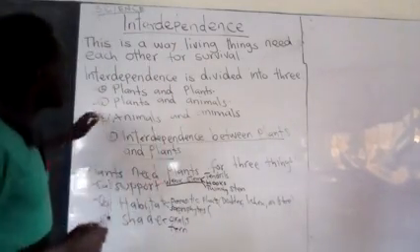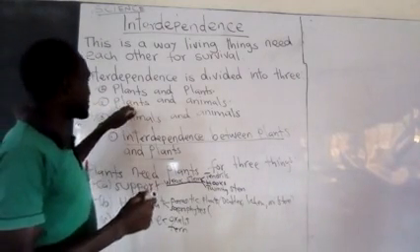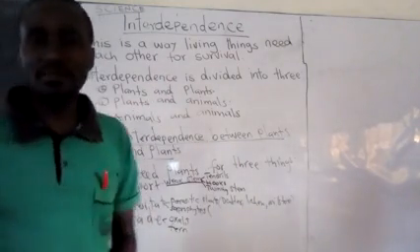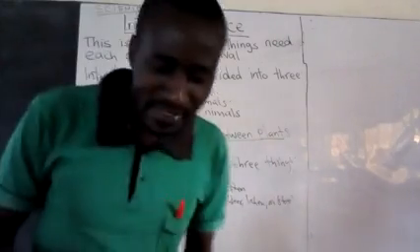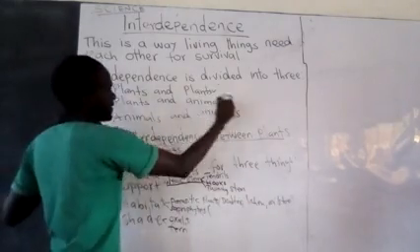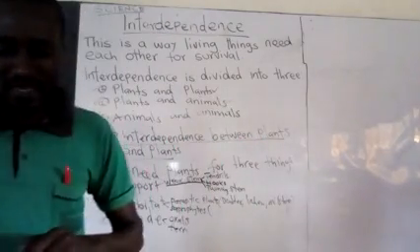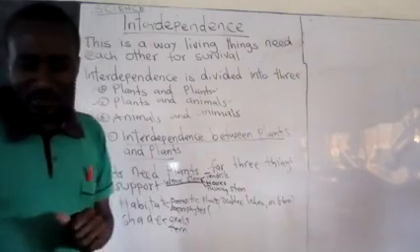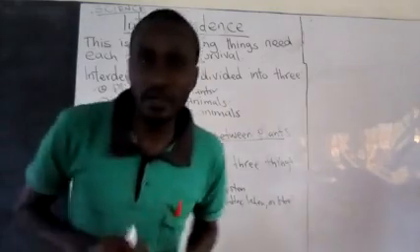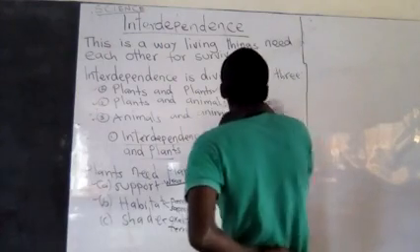Then the next interdependence we talked about was interdependence between plants and plants. That's the one we have covered. Then we come to interdependence between plants and animals. Plants and animals depend on each other for several things. One, food.